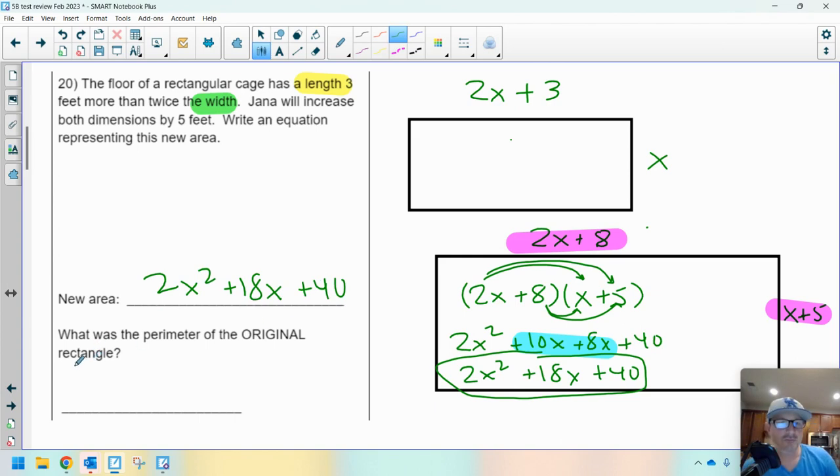And now they want to know the perimeter of the original. The original has an x on this side, and on this side, it's 2x plus 3. So let's add up the sides. Let's add up all the x's here. 2x, 3x, 4x, 5x. 2, 3, 4, 5, 6 x's altogether. 6x. And let's add the numbers. We just have 3 and 3. 3 and 3, that's going to be 6. So 6x plus 6 is the perimeter of the original.